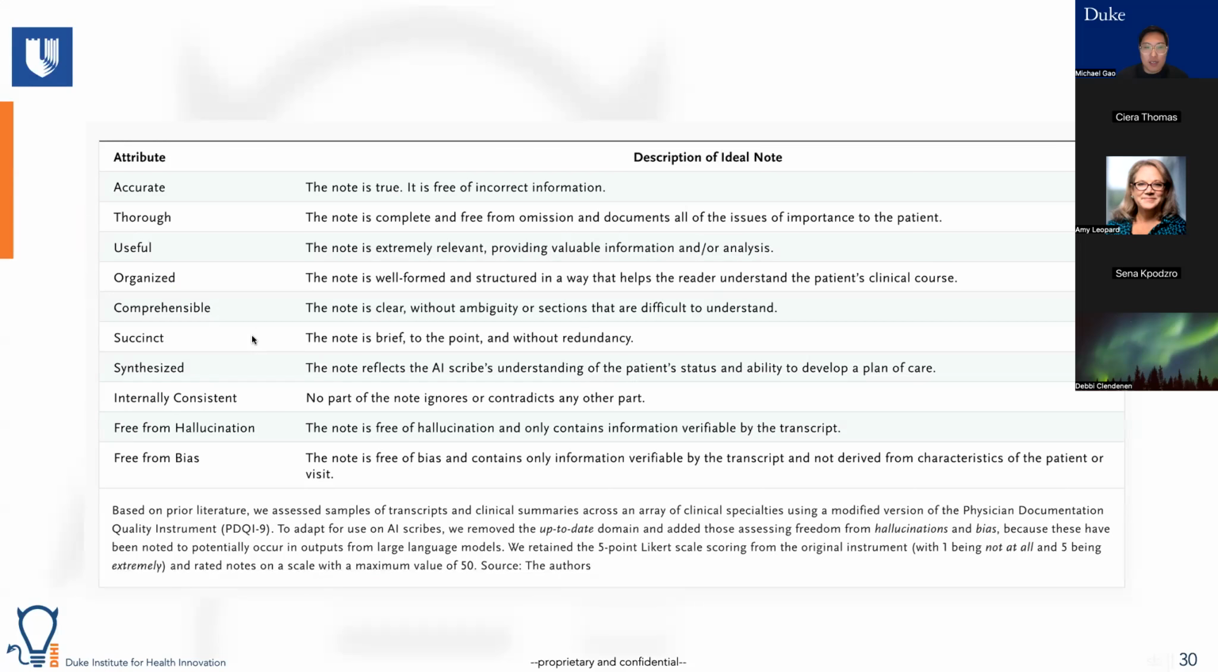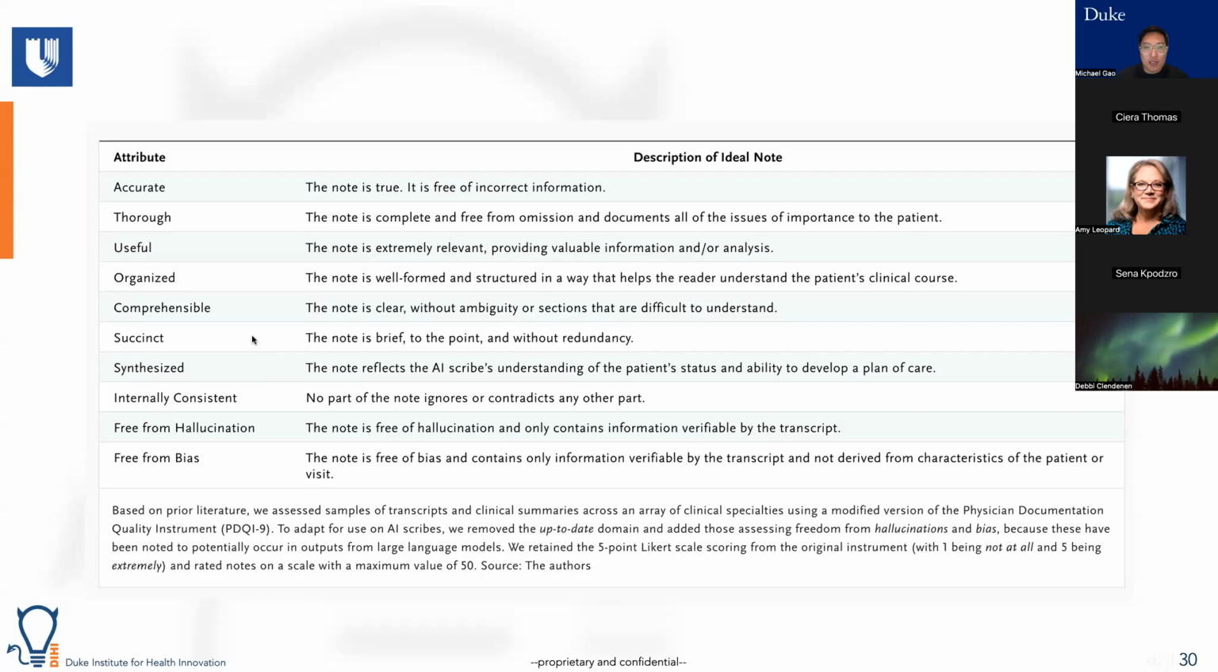And so they took an existing physician document quality instrument, which was already used as a rubric for judging how well people would write their clinical summaries of clinical encounters, for example. And they added a few sections that were specific to artificial intelligence. So they kept most of it the same. And this is your gold standard, your description of the ideal note. Is it accurate? Is it thorough? And so on and so forth.